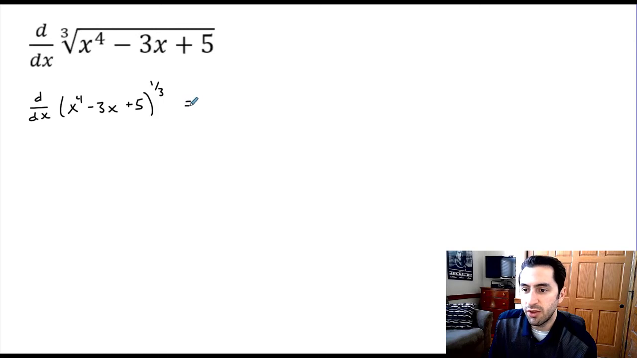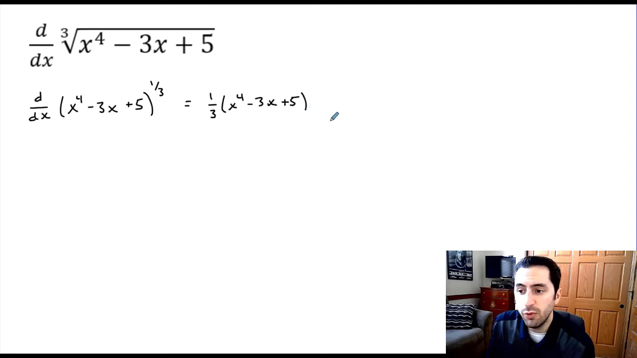So let's see what we end up with. So the 1/3 comes down out front, and we'll multiply by our expression, x to the 4th minus 3x plus 5, and subtracting 1 away from the exponent, so 1/3 minus 1, we're going to end up with a negative 2/3 power. And now we need to multiply by the derivative of the inside. So now using our power rule, derivative of x to the 4th is 4x cubed, and the derivative of negative 3x is minus 3.